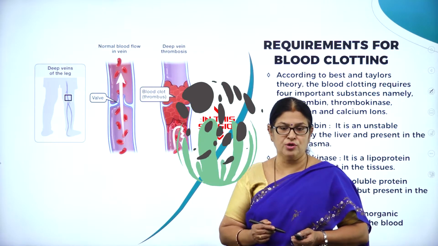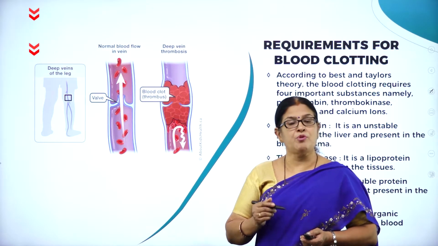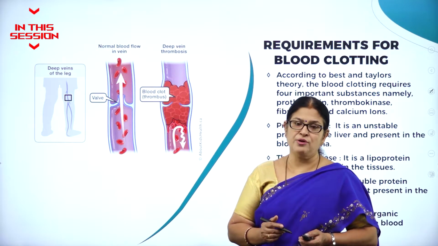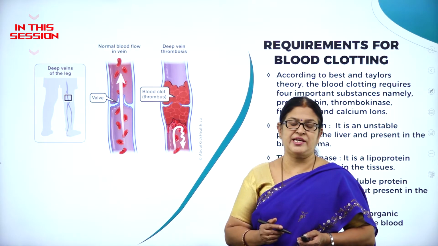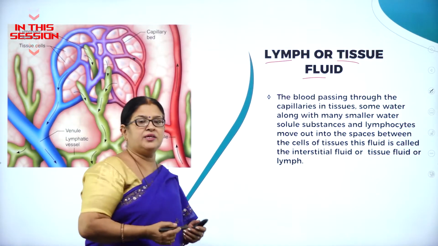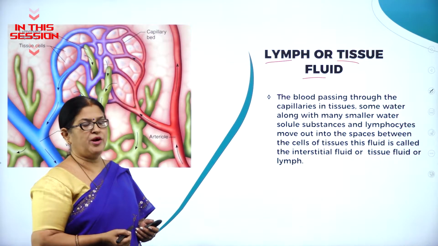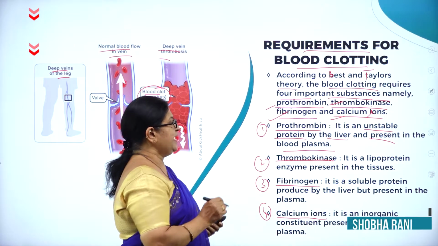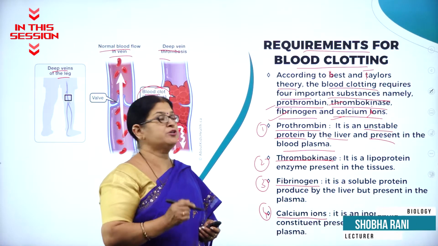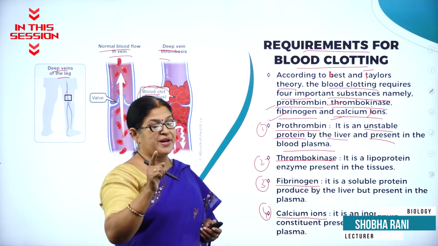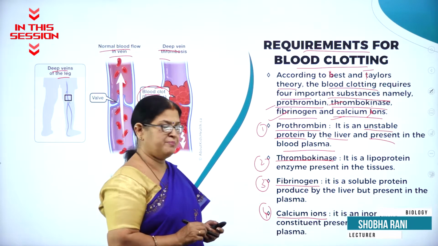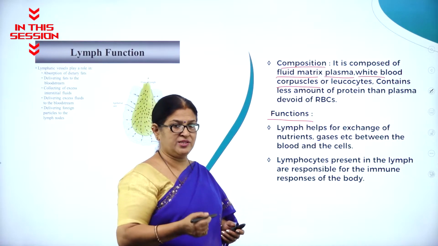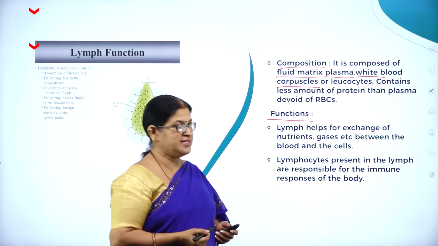WBC cells or leukocytes, which have been broadly categorized into two main types, namely granulocytes and agranulocytes. Along with blood, there is one more fluid found in the body, and that is called lymph. What is prothrombin? It is an unstable protein produced by the liver but present in the plasma of the blood. Lymphocytes defend our body from disease-causing organisms and act as WBC cells.